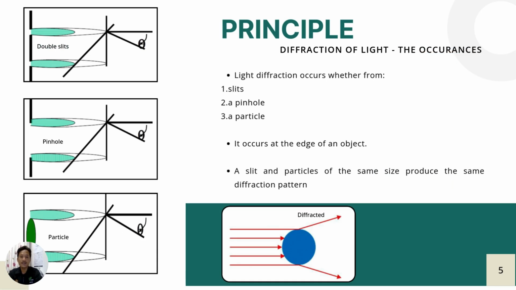We know that light is diffracted and it was proved by Young's experiment, but light is not diffracted only by a slit. It can also be generated by passing the light through a pinhole. It can also be diffracted when it goes through a particle. Based on this, it is easily assumed that light can be diffracted by a particle and it will produce a certain angle.